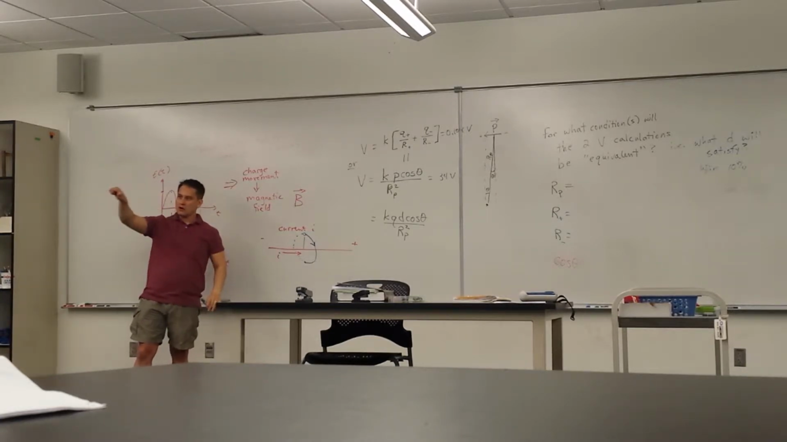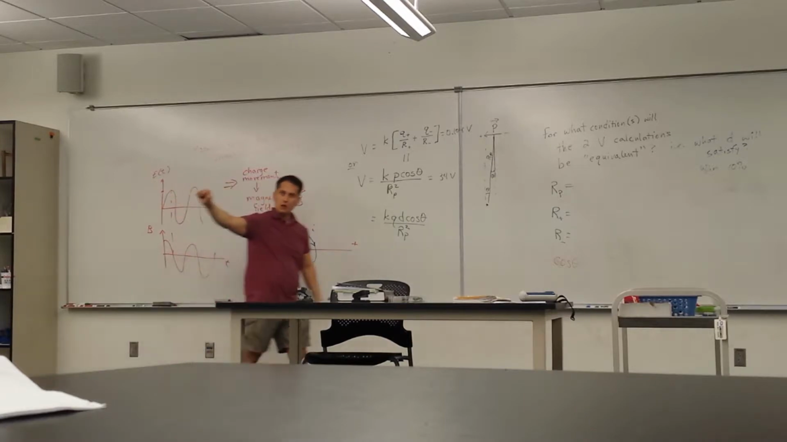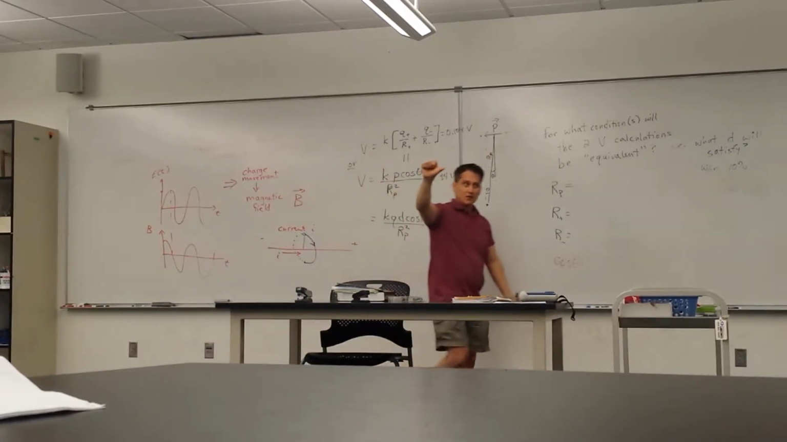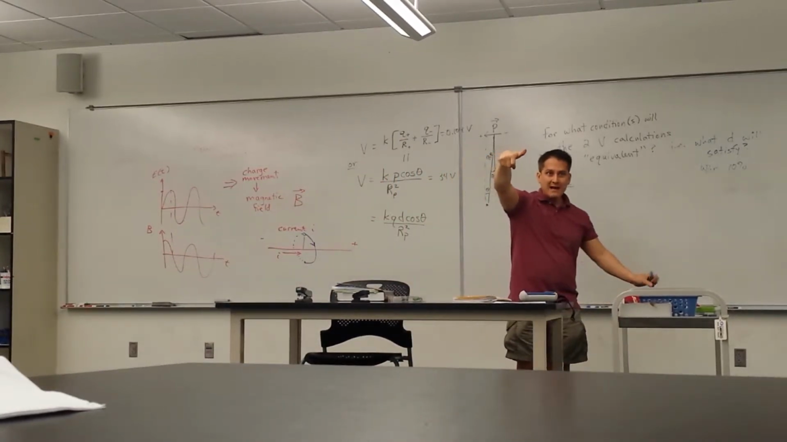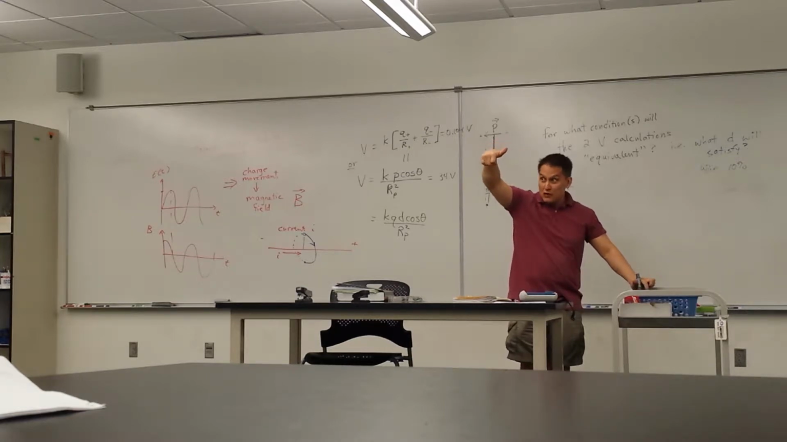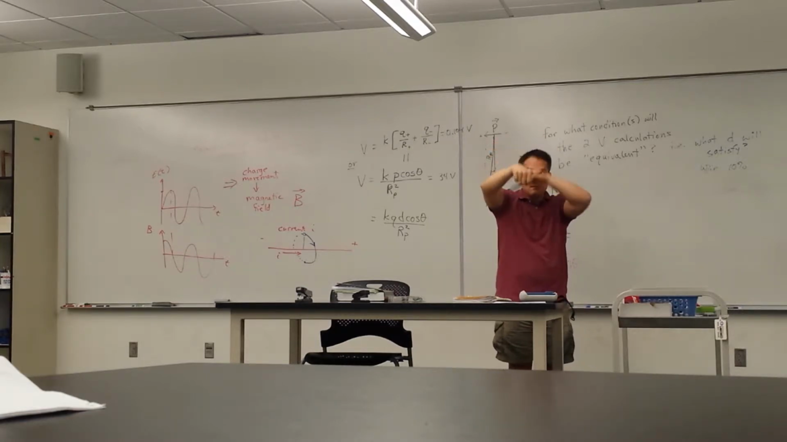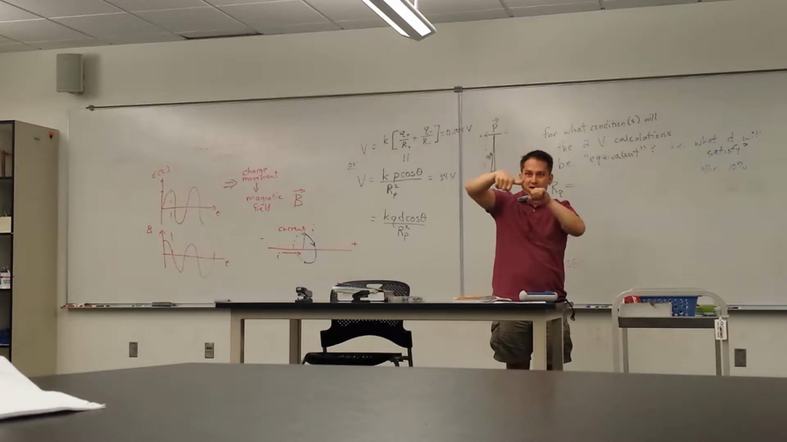So if I've got a charge moving, or a flow of charge, say in the direction of my thumb, the way my fingers curl around my thumb is the direction of the magnetic field at any point around the wire.